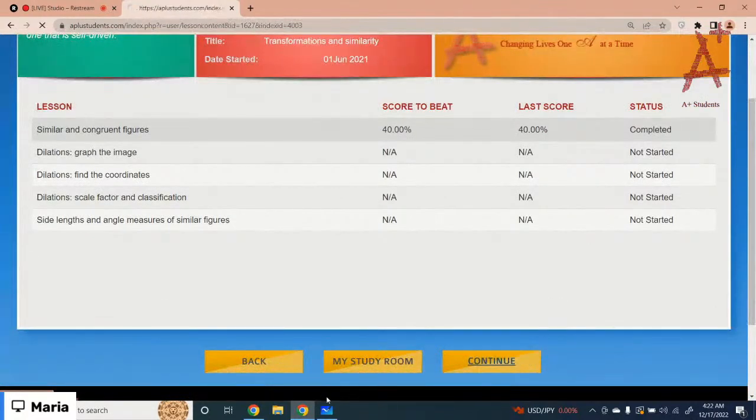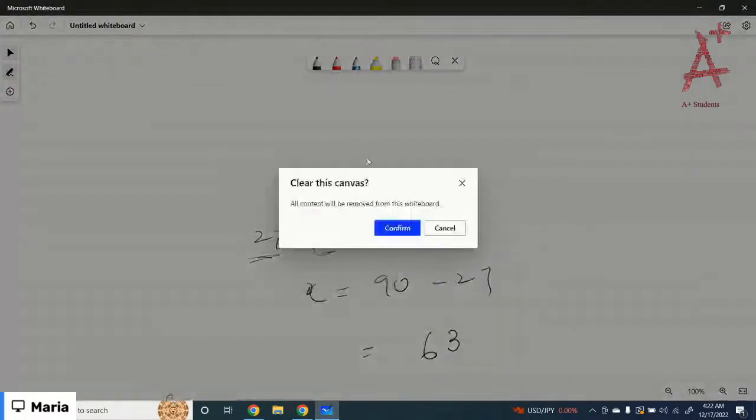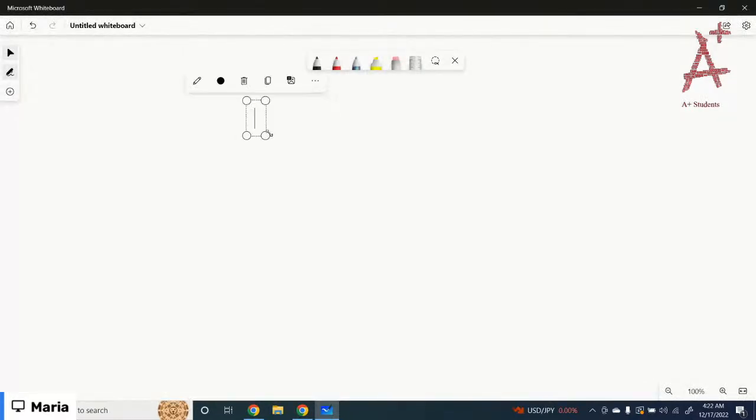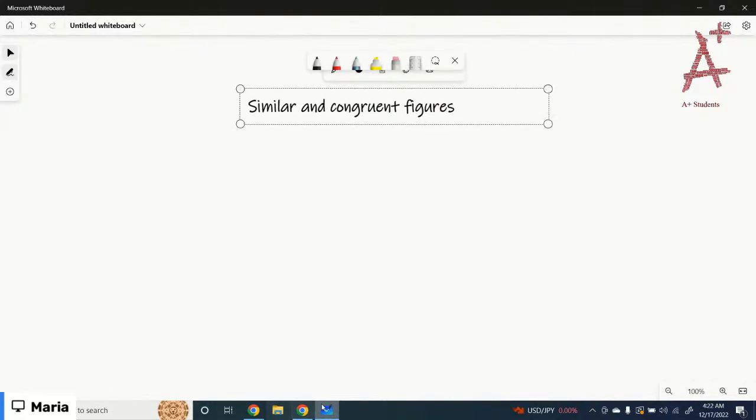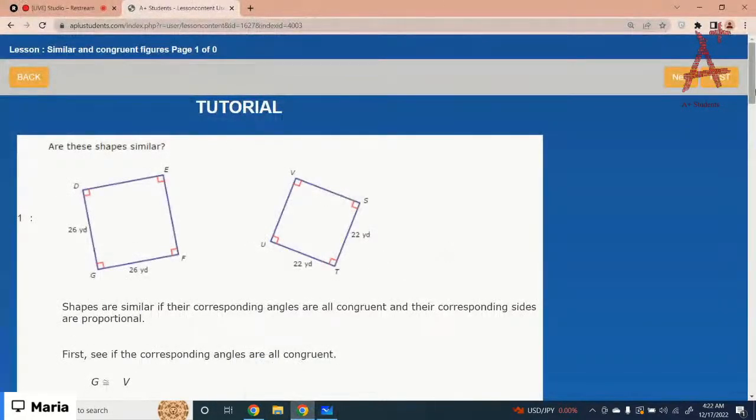Let me write down the lesson name. Similar and congruent figures. Let's start with the lesson. Okay, we are on grade 8 maths. The chapter we just started is transformations and similarities, and the lesson I am on is similar and congruent figures. Got it?